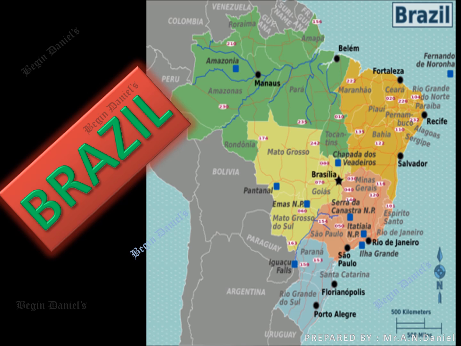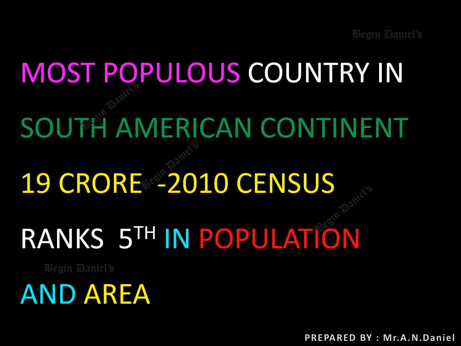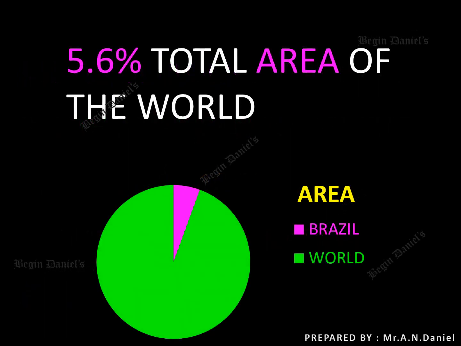Let's learn about the population in Brazil. If you take Brazil, the most populous country in the South American continent, the total population was 19 crore in the 2010 census. According to the 2010 census, it ranks 5th in population and area. So in the number of population, it ranks 5th position. The land area occupied in the world map also stands in the 5th position. 5.6% of the total area of the world is occupied by Brazil.